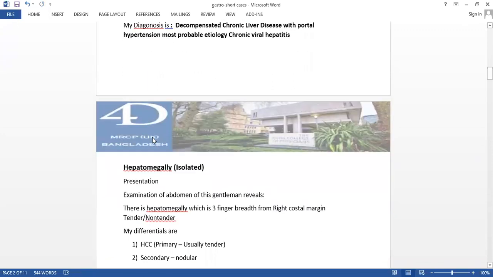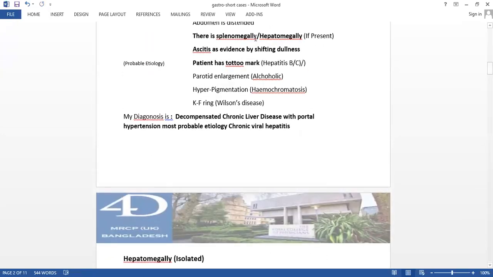Okay, next case, isolated hepatomegaly. We showed a few cases of isolated hepatomegaly, so I want to ask someone to describe a case of isolated hepatomegaly. Dr. Rini, are you there? Can you describe or present a case of isolated hepatomegaly?